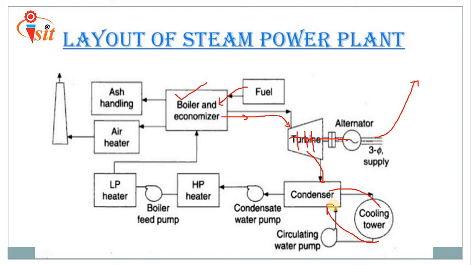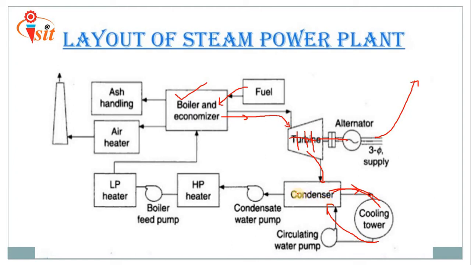That cool water absorbs the energy, and again it is recirculated. Again that hot or warm water gets cooled in the cooling tower, with the help of forced convection, induced draft, or the natural way. Again that cool water is circulated throughout the area. So that is the main part of the condenser, to convert the steam into water.